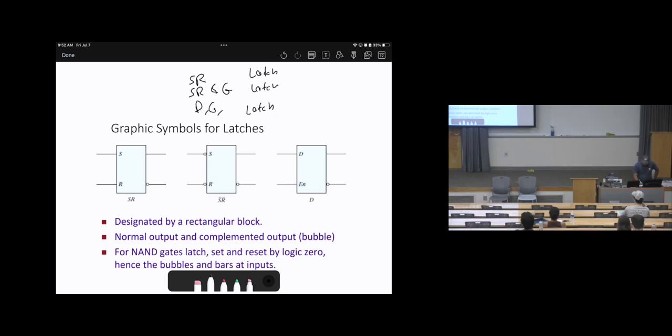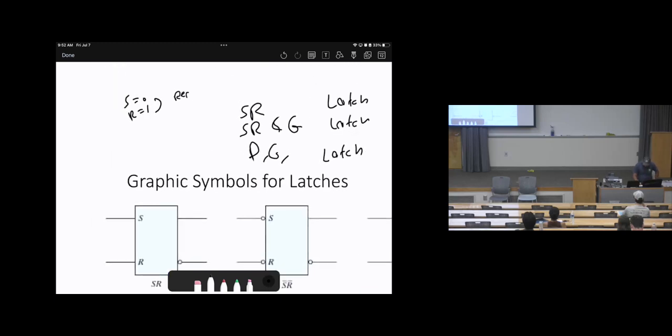In the SR latch, when S equals 0 and R equals 1, we are in reset. When S equals 1 and R equals 0, we are in set, which means Q equals 1. When S equals 0 and R equals 0, we are in hold, so Q will equal Q, which is the old state. S equals 1 and R equals 1 is the forbidden state. That's for the first one.